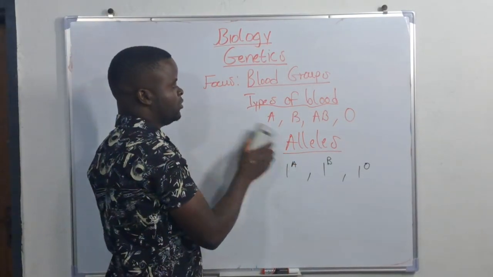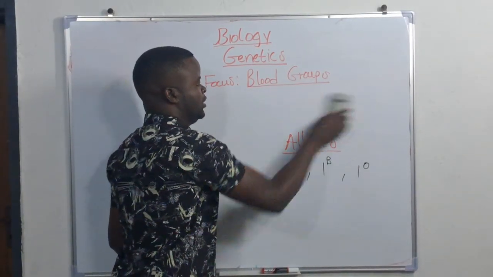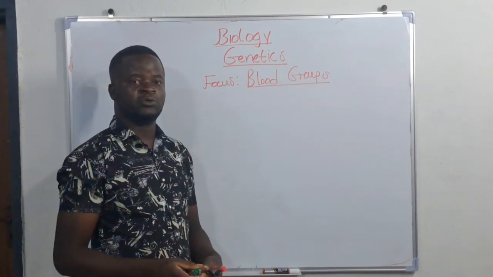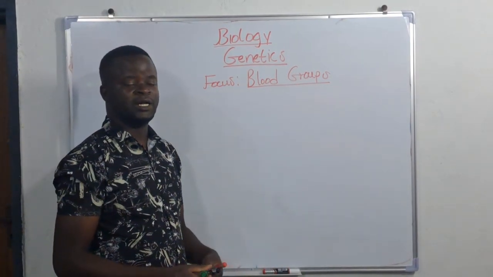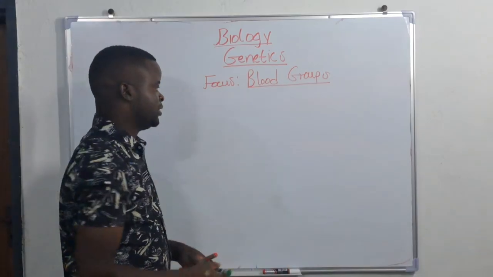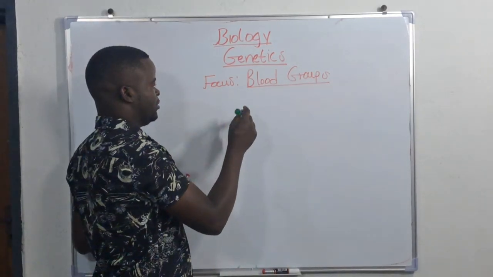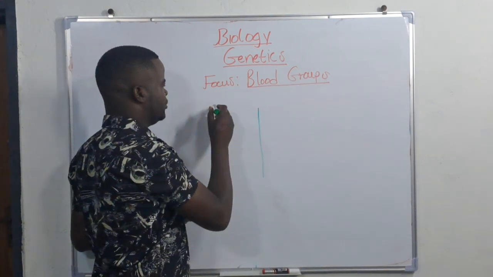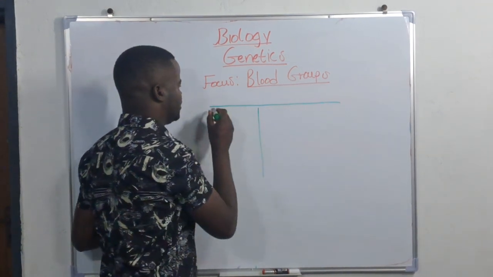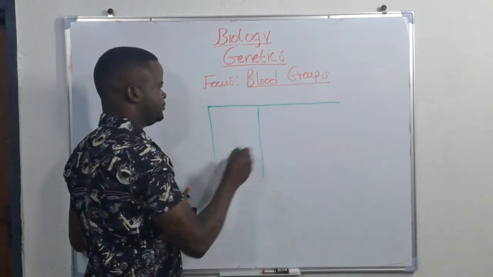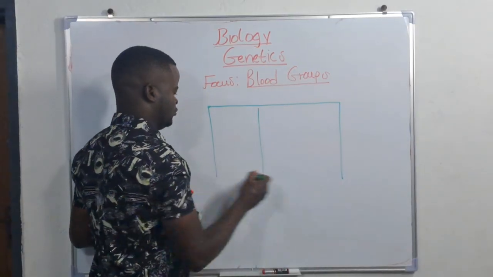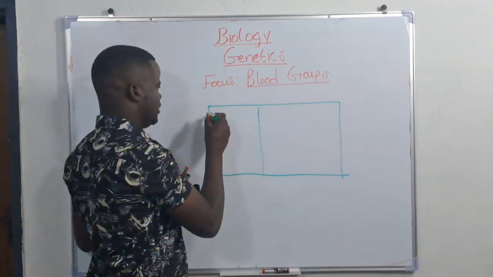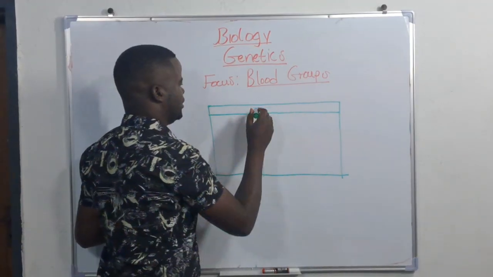Okay, types of blood groups, hope you've taken down. So let's do it in this way. Let's have a table that is going to guide us on how we can understand the blood groups and their alleles. We are going to indicate the table in this way so that we can understand something.